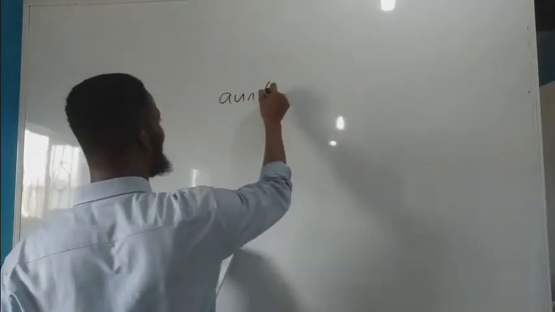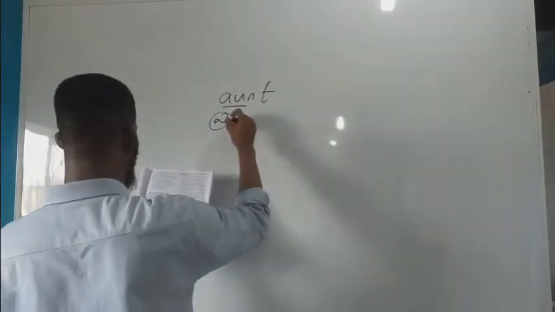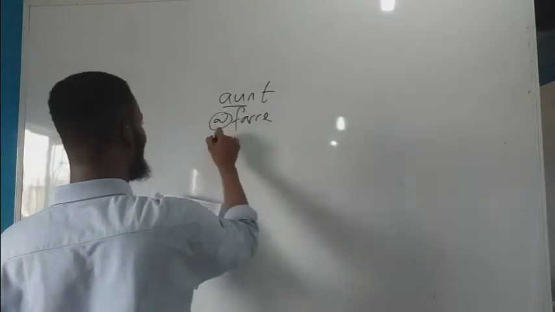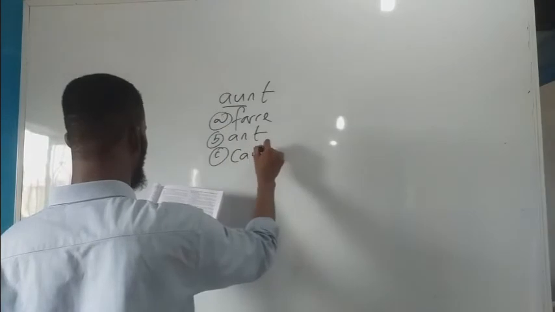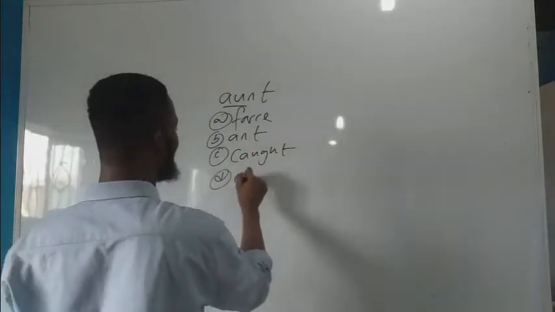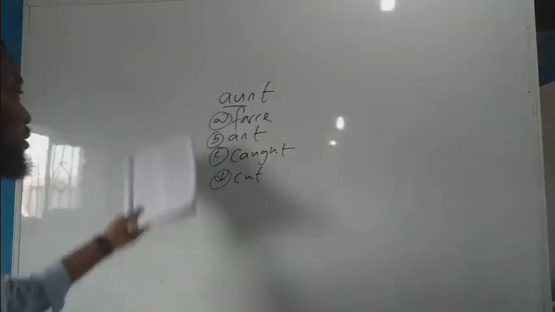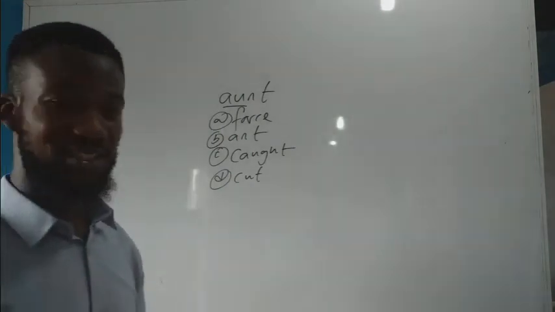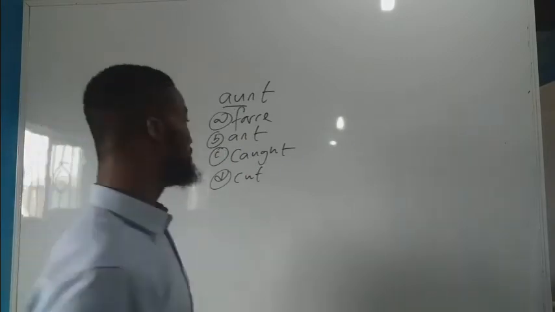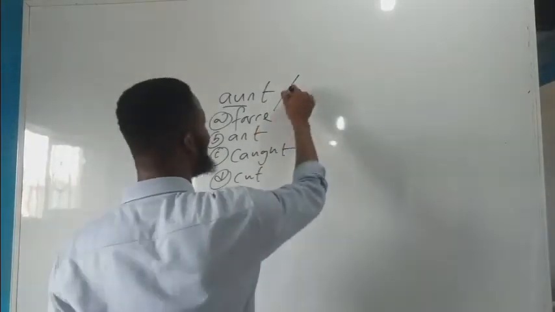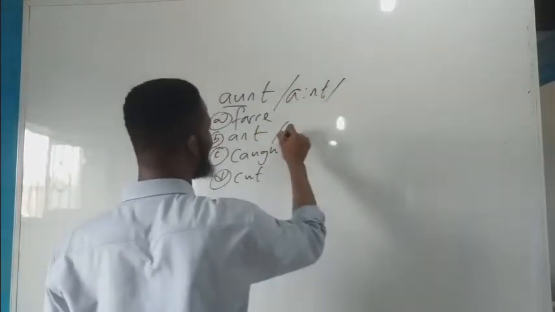Question 2, you have AUNT. Option A, we have FARCE. B, ANT. Option C, we have CAUGHT. And option D is CUT. This many of us call AUNT aunt. It has nothing to do with the word aunt. It's pronounced aunt. The difference between this and this is that this is long and this is just aunt.